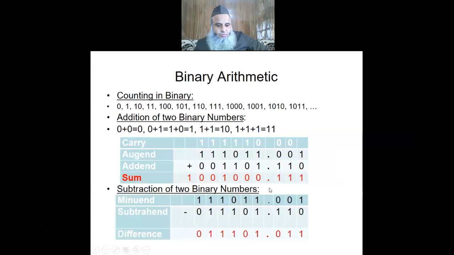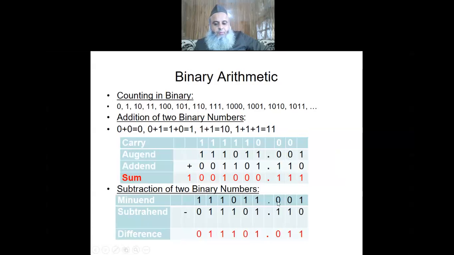Now subtraction of two binary numbers. Can we do subtraction? Yes, we can. Like 1 minus 0 is 1. All right. But can we do 0 minus 1? No, we cannot. So I'll try to take a borrow. But this is already 0, it cannot give you a borrow. So I'll do a borrow from here. When I take a borrow from here, this becomes 1 0, which is 2.